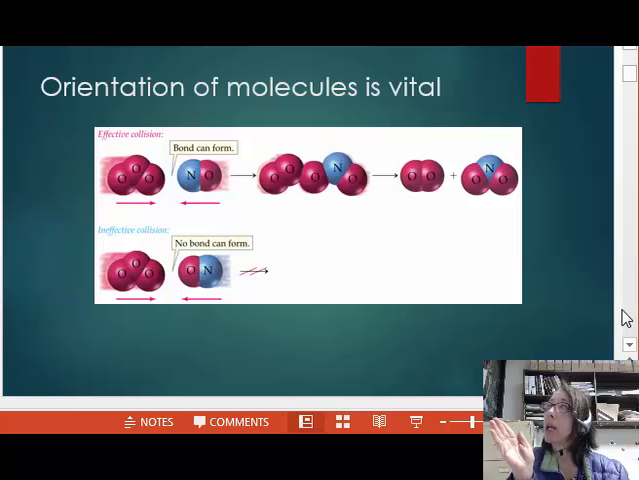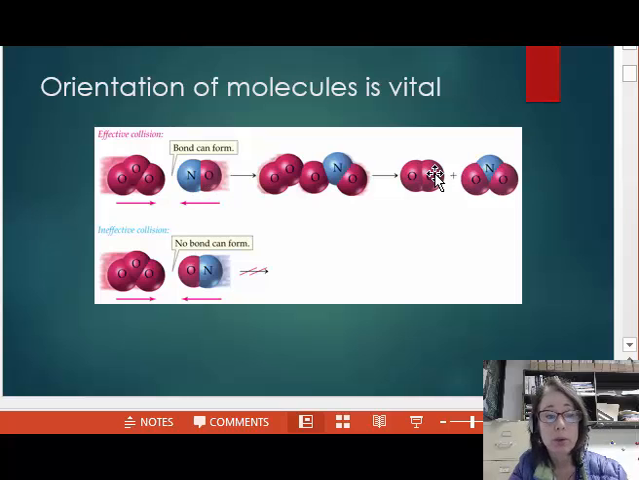Let's take a look at the reaction between an ozone molecule, which has 3 oxygen atoms, and a nitrogen monoxide molecule, which has a nitrogen and an oxygen atom, to form an oxygen molecule, which has 2 oxygen atoms, and a nitrogen dioxide molecule, which has 2 oxygen atoms and 1 nitrogen atom.